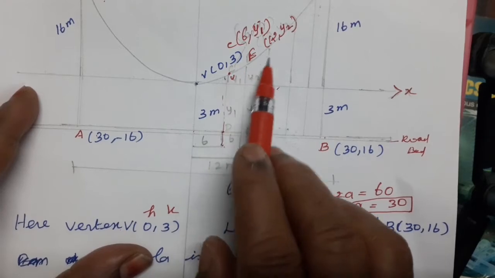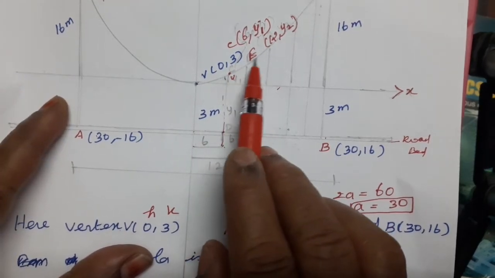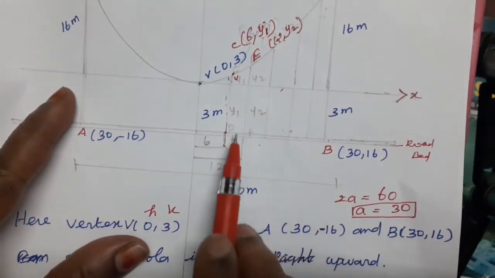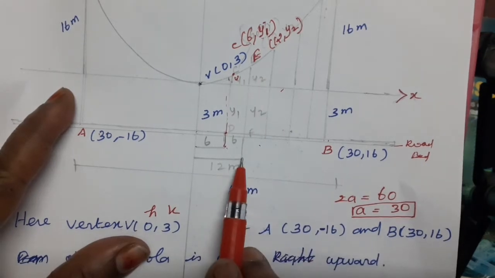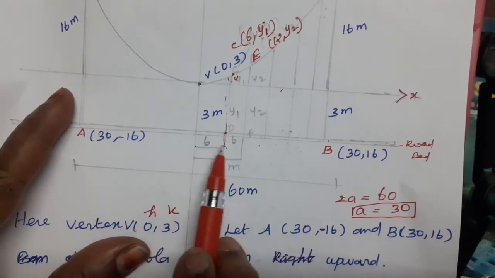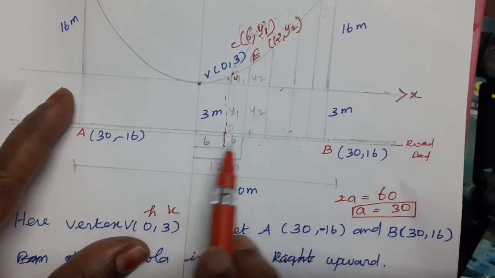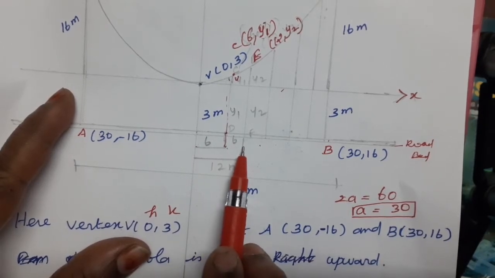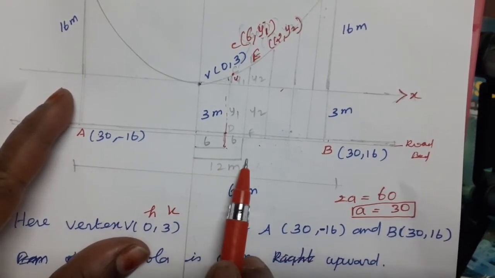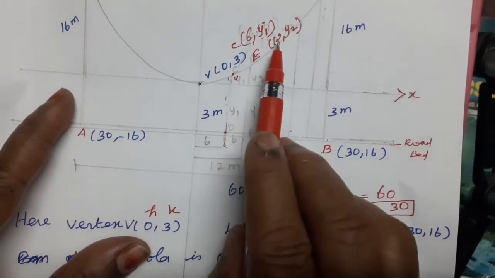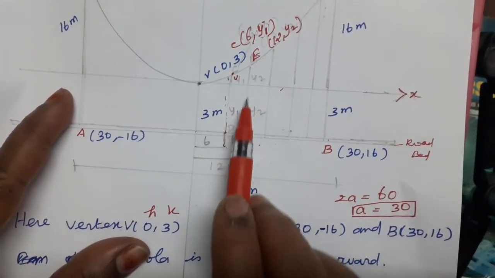Next we are going to find the second cable. The second cable height is y2. From the vertex to the first cable is 6 meter, and again from the first cable to the second cable the distance is 6. Totally 6 plus 6 is 12 meter. Therefore, point E is 12 comma y2.